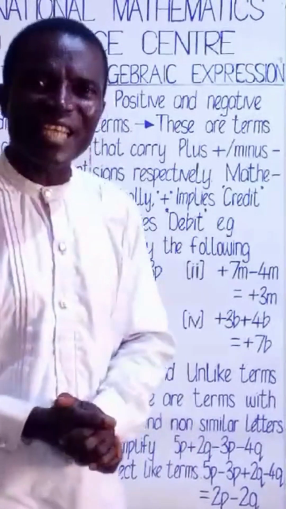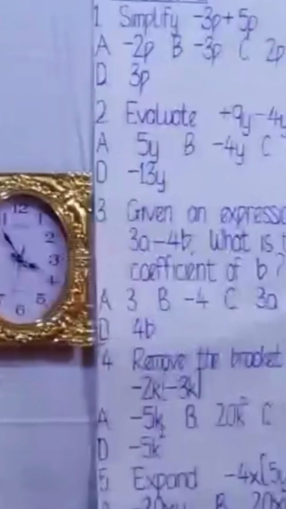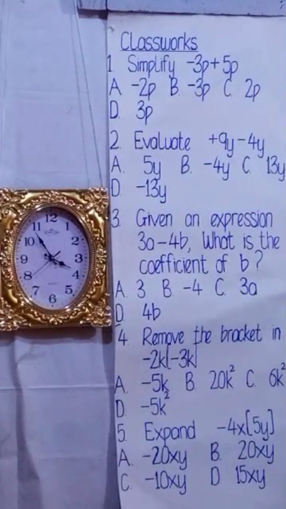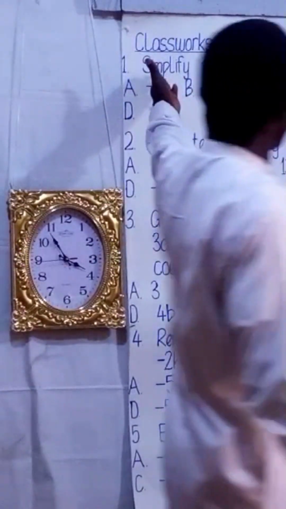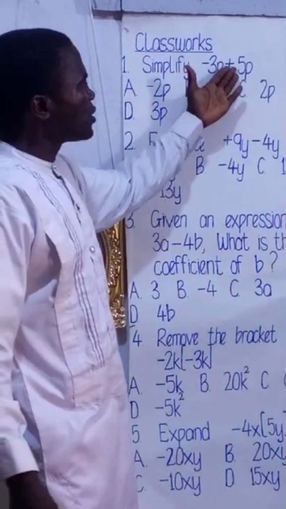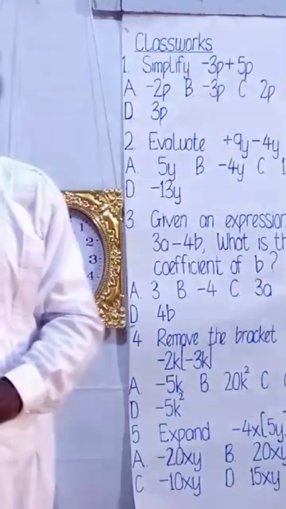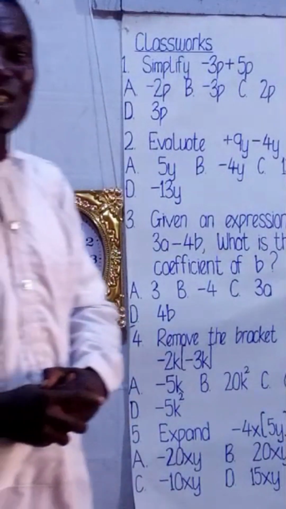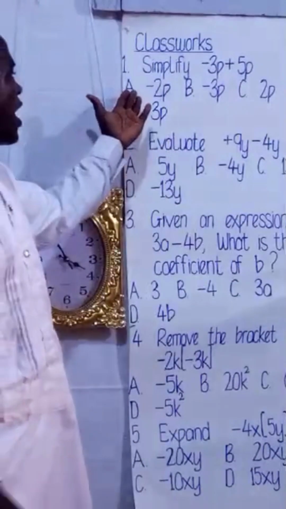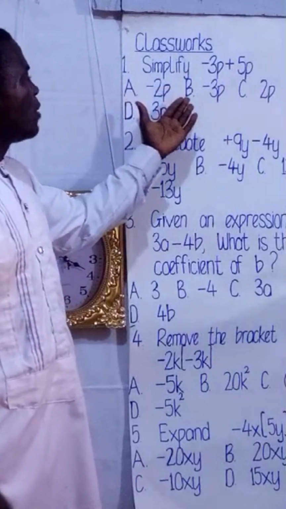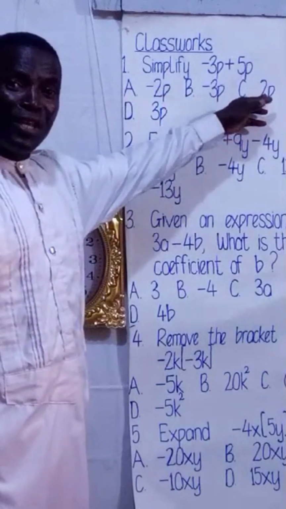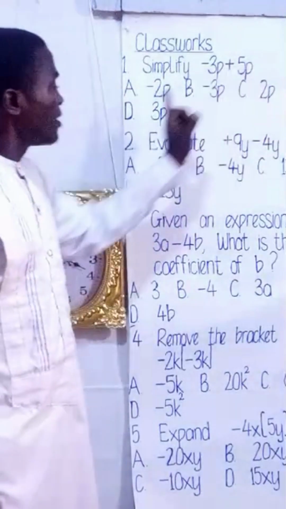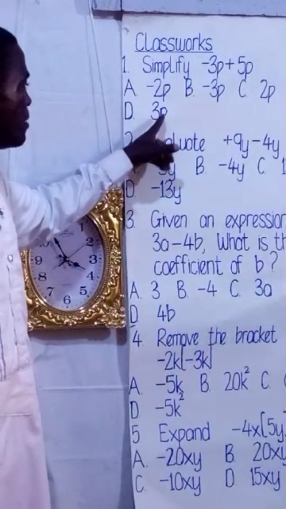And so we go into the class activity today. The first question is question 1. The question says, simplify minus 3p plus 5p. Option A, minus 2p. Option B, minus 3p. Option C, plus 2p, there is a plus here. Then option D, plus 3p.